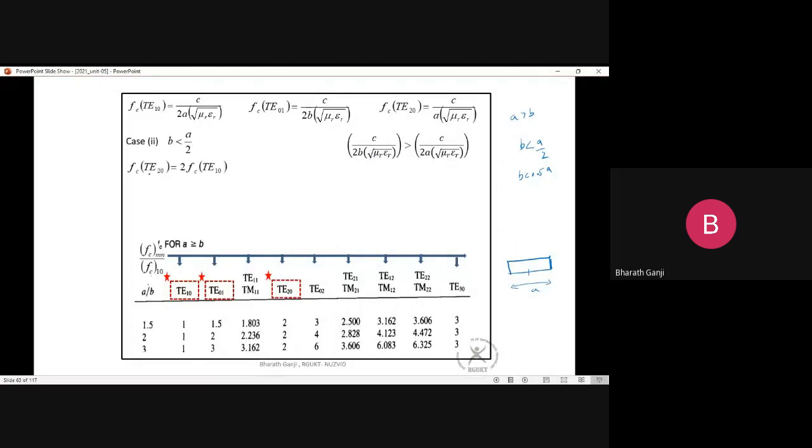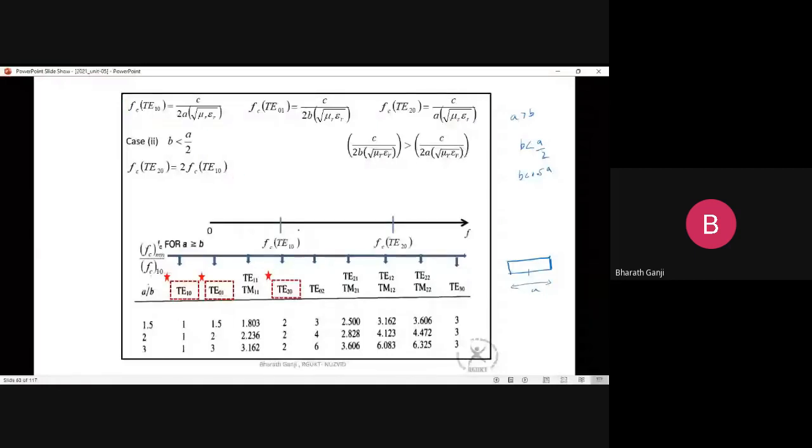What I can do here, because fc, the cutoff frequency of TE20 mode is 2 times the cutoff frequency of TE10 mode. Okay, డెఫినెట్గా నెంబర్ లైన్ మీద 2 times మోర్ దగ్గర ఉంటుంది. అయితే ఈ కండిషన్ నుంచి నేను ఏం చేస్తానంటే, I can write 1 by b is greater than 2 by a, and I will multiply this by c by 2 square root of mu r epsilon r on both sides. Multiply చేస్తే I guess you will get something like this: c by 2b square root of mu r epsilon r is greater than c by 2a times the square root of mu r epsilon r.